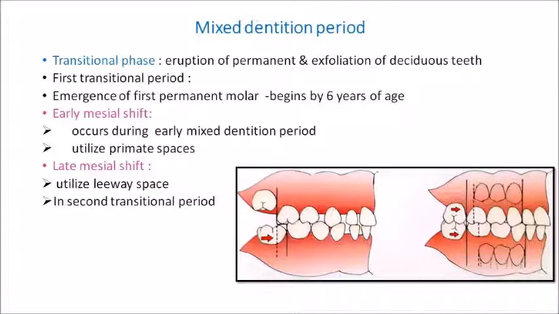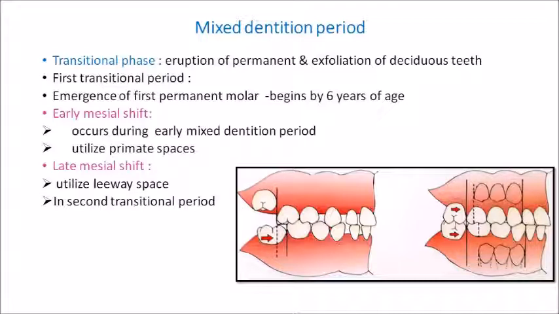First we will see the first transitional period, which is characterized by the emergence of the first permanent molar, which begins around 6 years of age. The mixed dentition period is usually marked by the emergence of the first permanent molar around the age of 6 years. As we discussed about the deciduous dentition, the flush terminal plane is a normal feature of the deciduous dentition. When the deciduous second molars are in a flush terminal plane relationship, the erupting first permanent molars will also be in a flush terminal plane relationship.